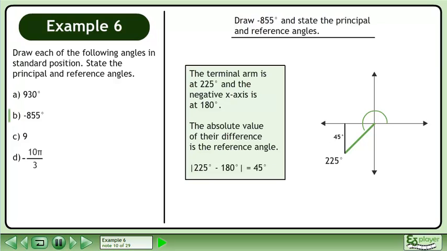The terminal arm is at 225 degrees and the negative x-axis is at 180 degrees. The absolute value of their difference is the reference angle, 45 degrees.